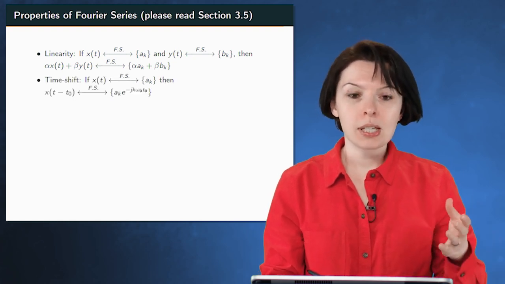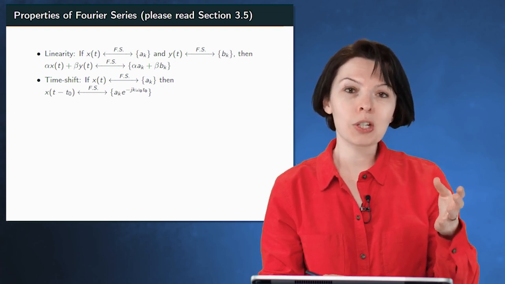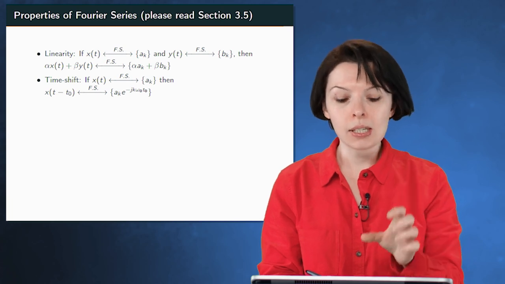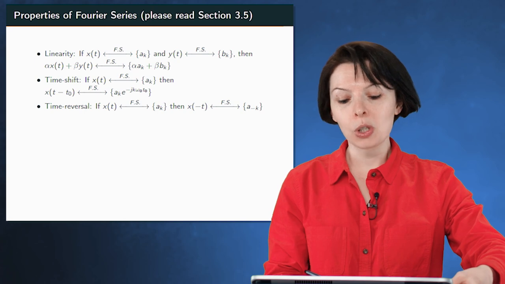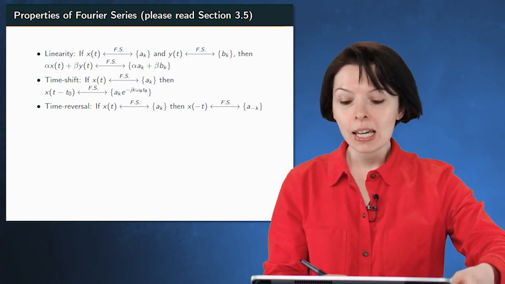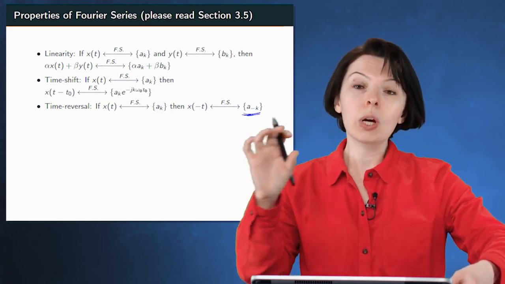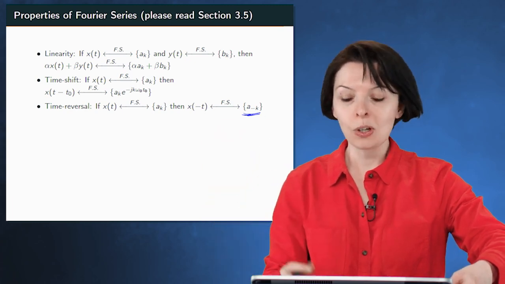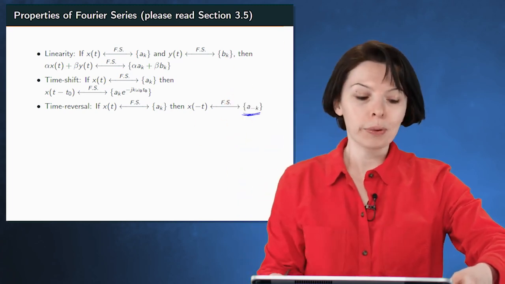And the time shifting property says if Fourier coefficient of x of t is denoted by a_k, Fourier coefficients of x of t minus t naught is going to be equal to a_k multiplied by this complex exponential. Time reversal says if Fourier coefficient of x of t is a_k, then Fourier coefficient of x of negative t is a sub negative k. That means if you have an expression for a_k, you're going to substitute k with negative k in that expression. Or if you have the graph of a_k, it's going to be the flipped version of the same graph.